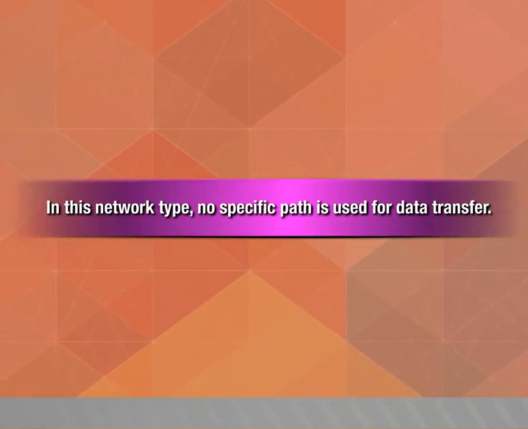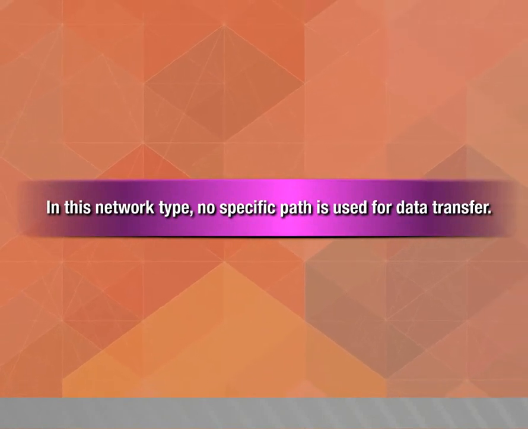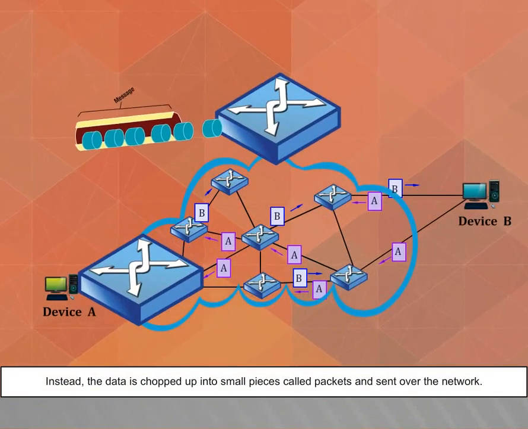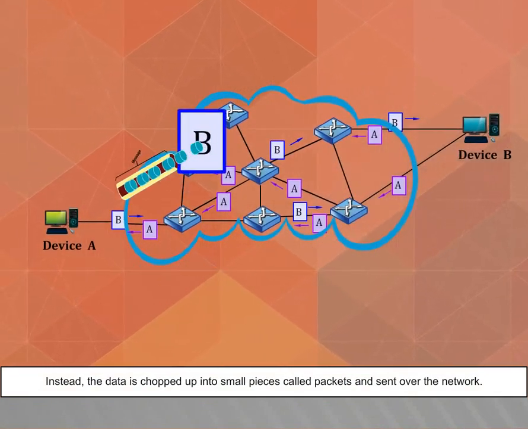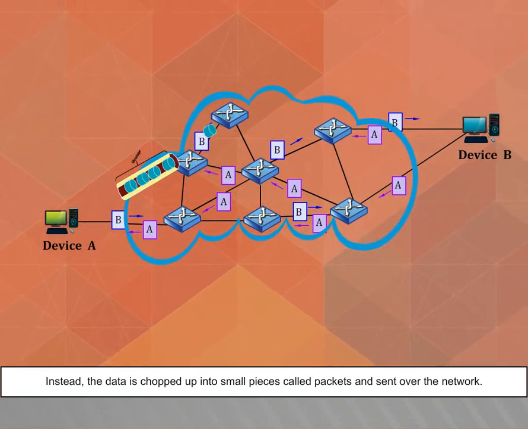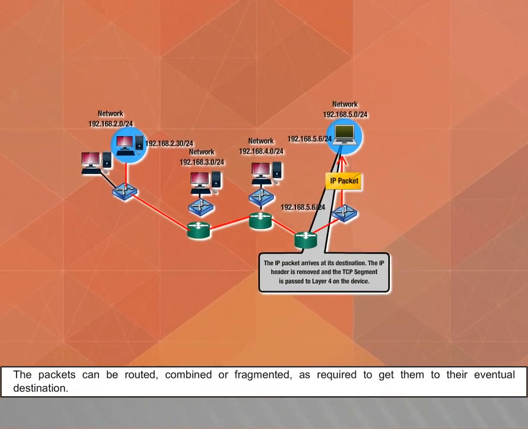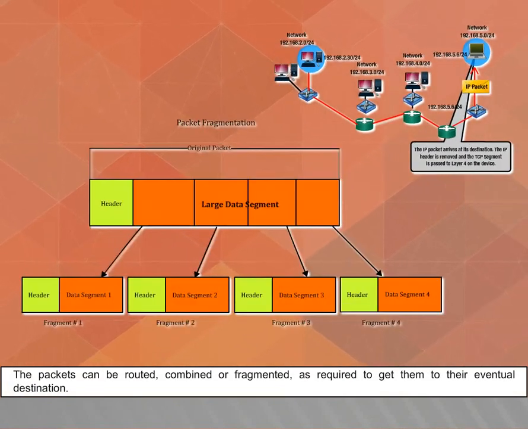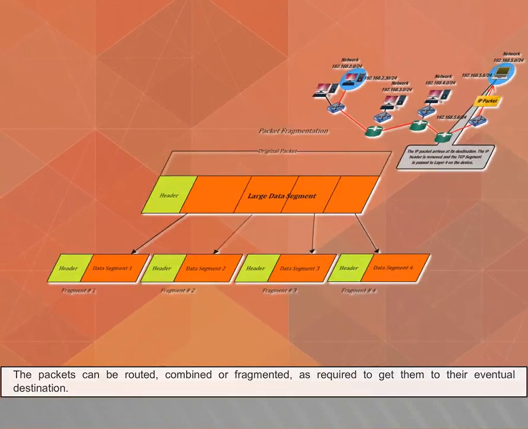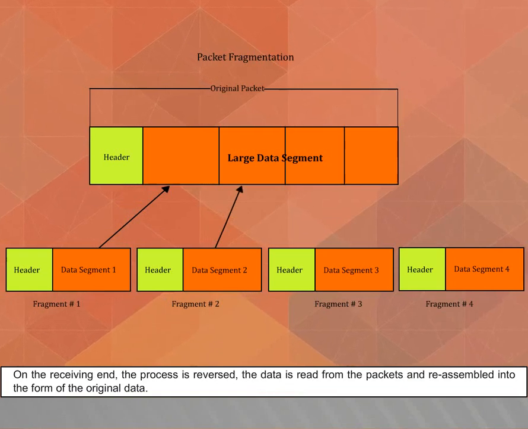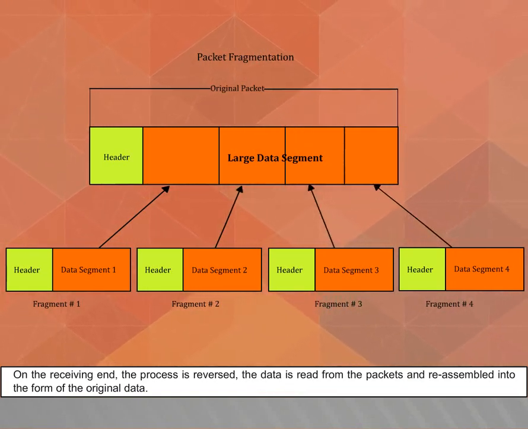In this network type, no specific path is used for data transfer. Instead, the data is chopped up into small pieces called packets and sent over the network. The packets can be routed, combined, or fragmented as required to get them to their eventual destination. On the receiving end, the process is reversed. The data is read from the packets and reassembled into the form of the original data.